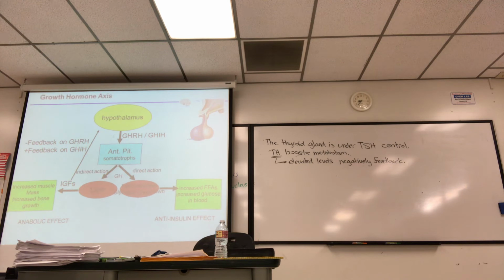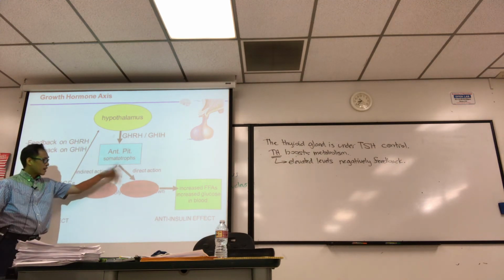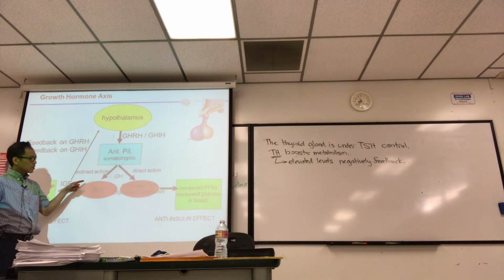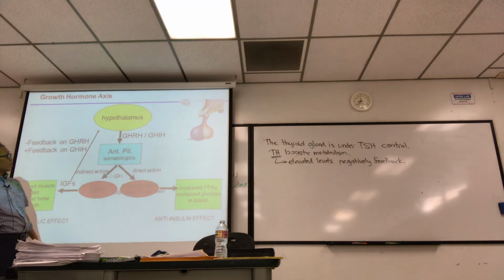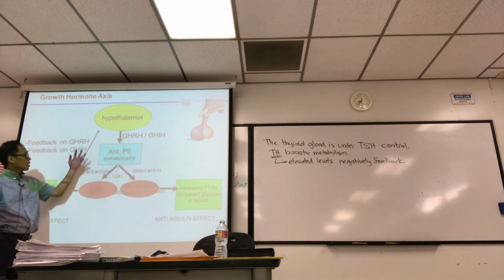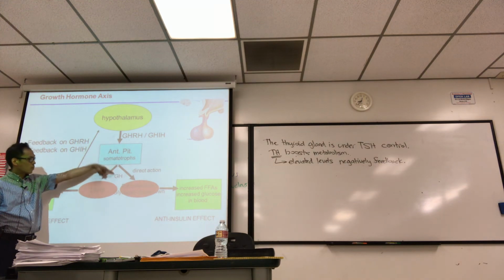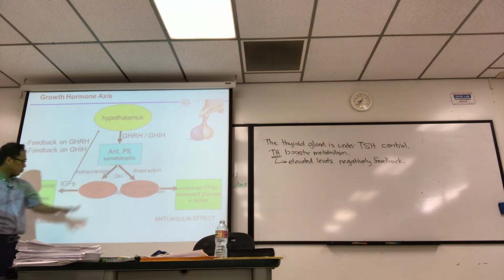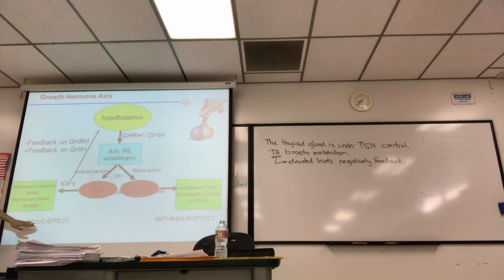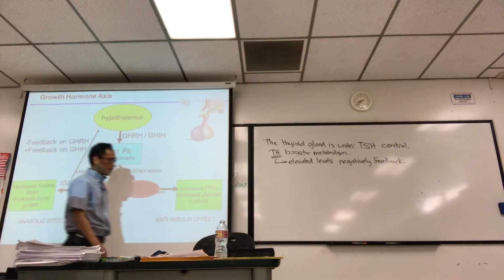Growth hormone, I have a lot on this slide. Growth hormone has direct actions and indirect actions. So let me kind of explain what I mean by that. The somatotropes, when stimulated by GHRH, will release the growth hormone, and it has what I call here anabolic effects and anti-insulin effects. Let me explain what I mean by that.